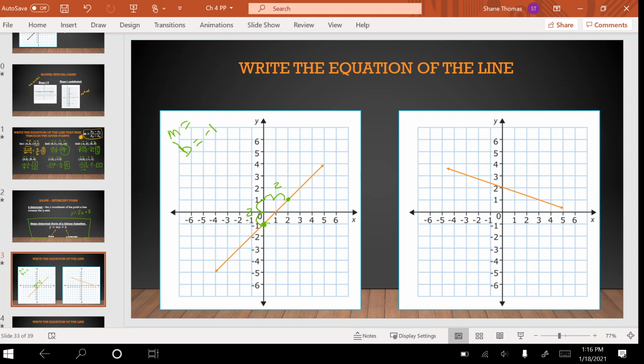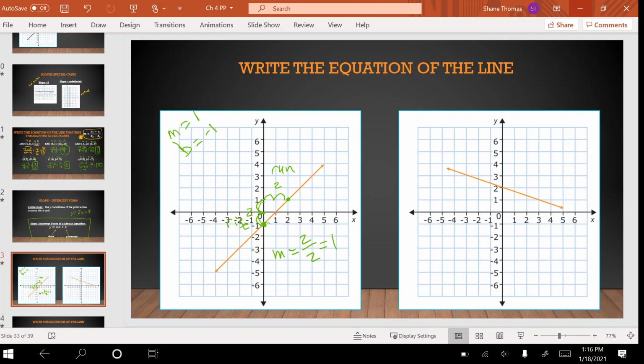Up and down is my rise. Right and left is my run. So remember back at the beginning of the lesson we said rise over run? So my slope is rise over run, 2 over 2. What's 2 over 2 going to be? What's that simplified to? 1. So my slope is 1.